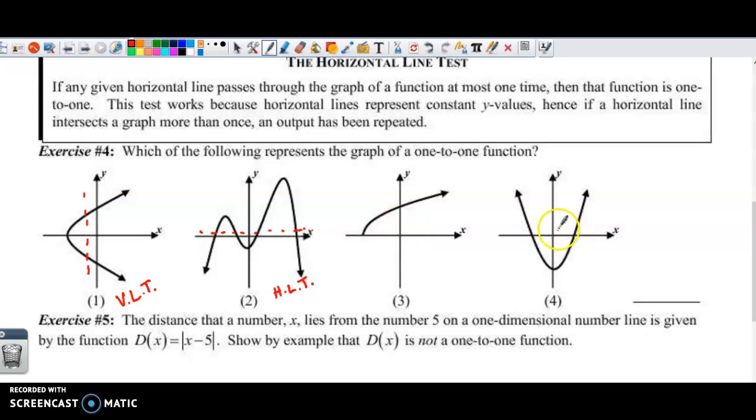I'll skip 3 because that's the right answer. What's wrong with option 4? Just like in the previous problem, it fails the horizontal line test. And option 3, the correct answer, passes both.